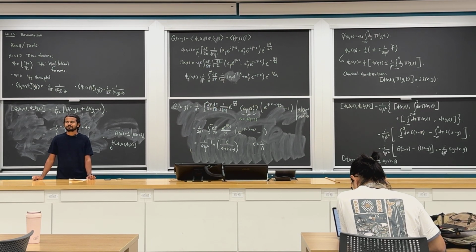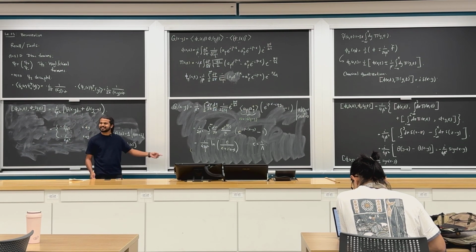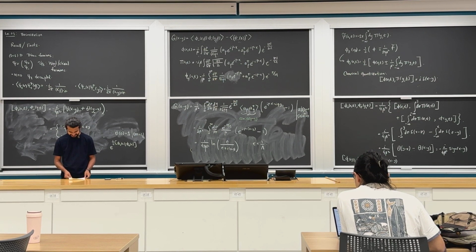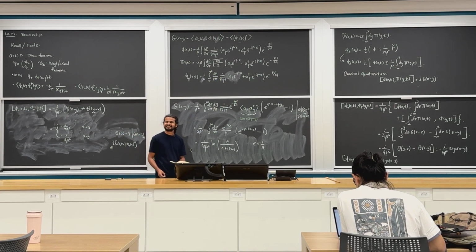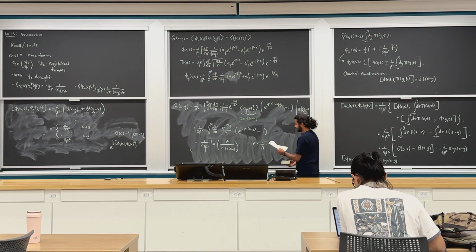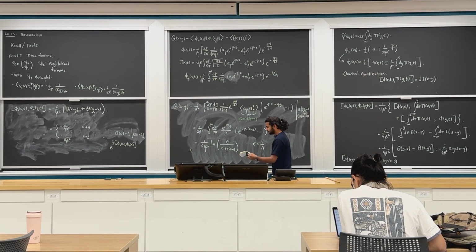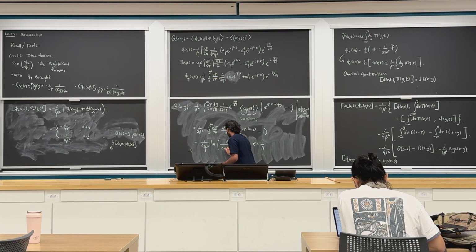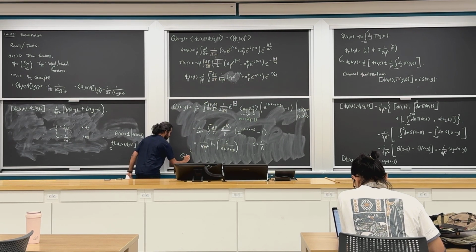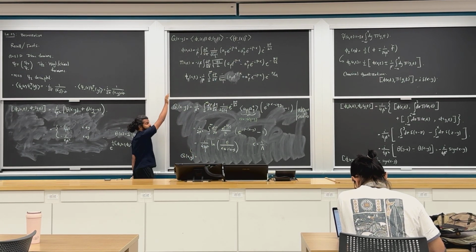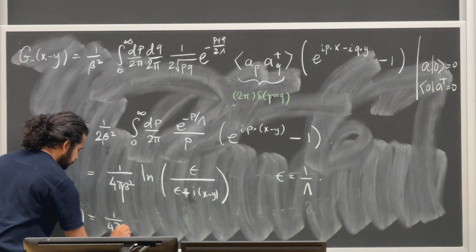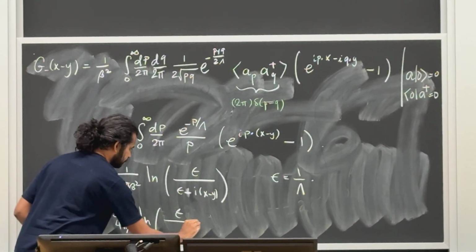What does this log mean? Well, we'll take an e to the log and then it'll make sense. Did I mess it up? Yeah, I messed it up. There's a sign here. And likewise, I can evaluate g plus (x, y), which is everything replaced with plus, and get it to be 1 by 4 pi beta squared log of epsilon by epsilon.